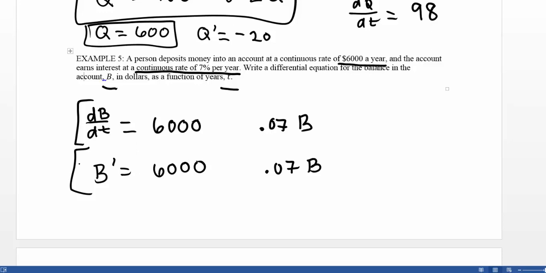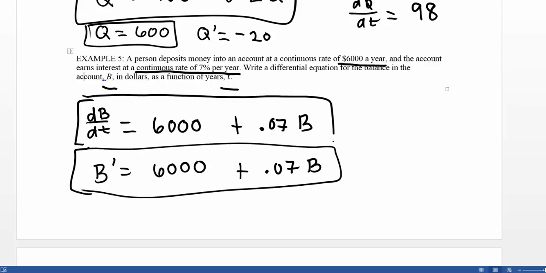The derivative. Now, since this is also positive and we're gaining money, this is going to be a plus situation. We have two streams of income, but they're both making your balance grow. So it'll be 6,000 plus 0.07 times B. So again, if we wanted to get the actual rate of change, we would need to know the balance B, and we could figure out how much the balance was changing at that time, but we would need to have a value of B to plug in. But this is how we set up our differential equations for this type of problem.